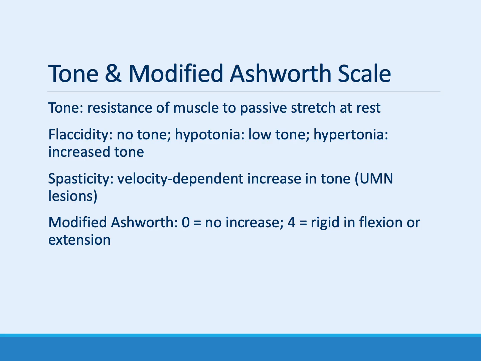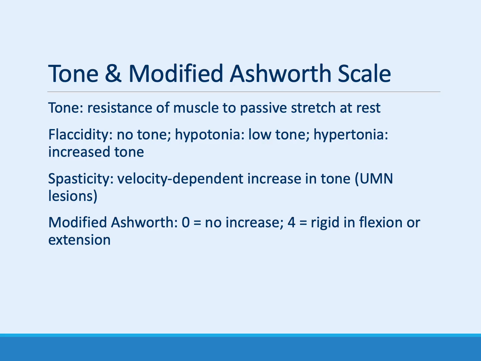Muscle tone refers to the resistance to passive stretch when a muscle is at rest. You should be comfortable being able to describe flaccidity, hypotonia, normal tone, and hypertonia, and having those things described to you. Spasticity is a velocity-dependent increase in tone associated with upper motor neuron lesions, whereas rigidity is more constant resistance and doesn't have a velocity dependence, so it doesn't matter what speed you move it in. And rigidity is more common in things like Parkinson's.